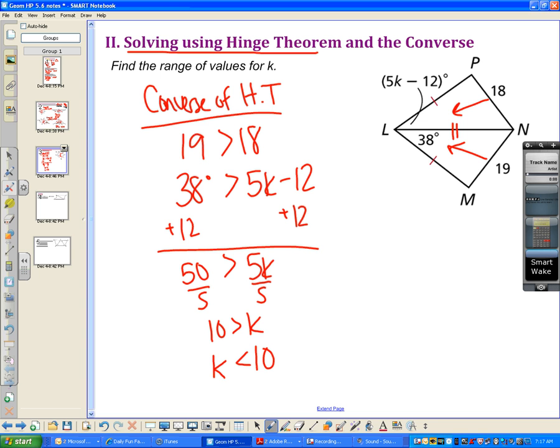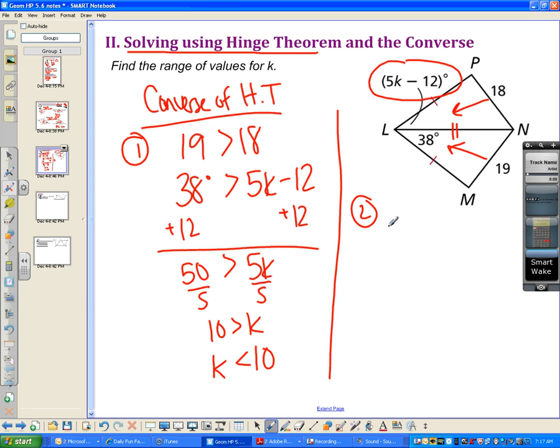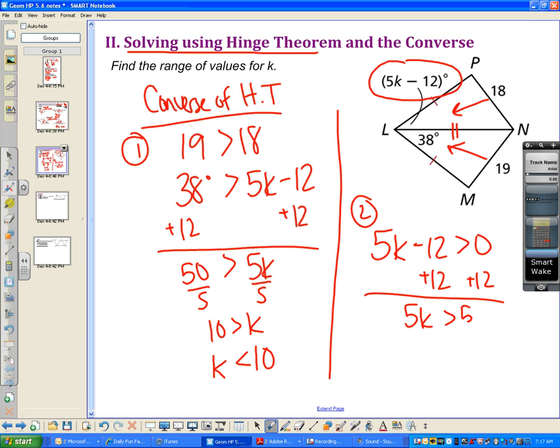But we're not done yet, because it doesn't make sense to have negative angle measures, right? So I also have to take this, and this is the first part. The second part is you have to say, okay, I know this has to be a positive angle. So I have to say 5k minus 12 has to be greater than 0. It wouldn't make sense to have anything less than 0. So I'm going to add 12 to both sides, and then I'm going to divide by 5.